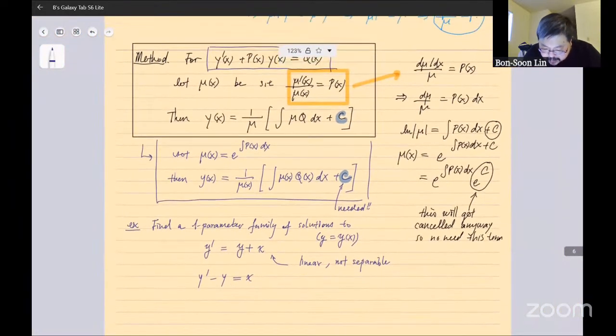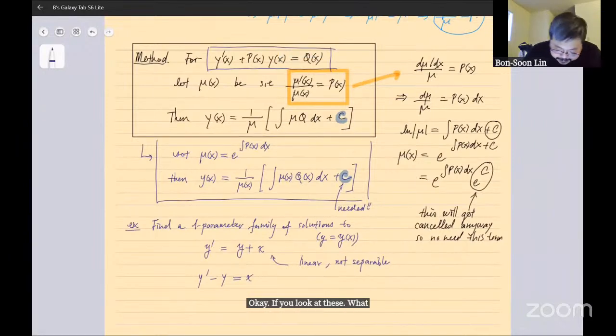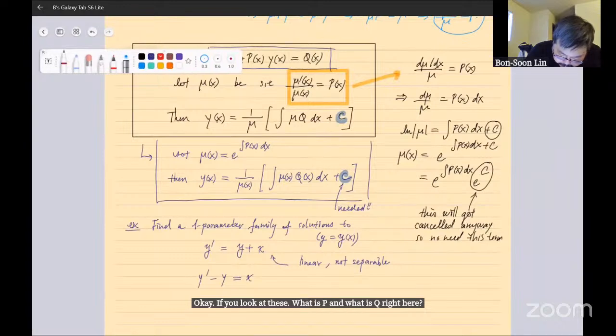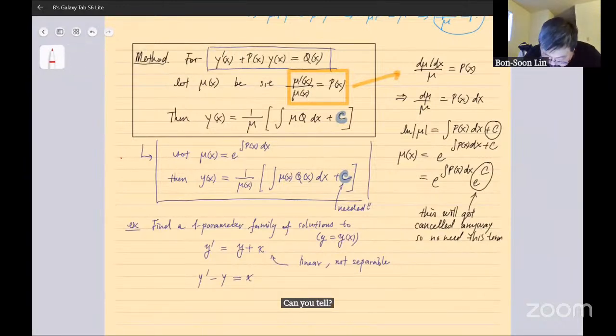If you look at these, what is P and what is Q right here? Can you tell? Q of x, this is Q right here, Q of x is x. What about P of x? P of x is negative 1, right?